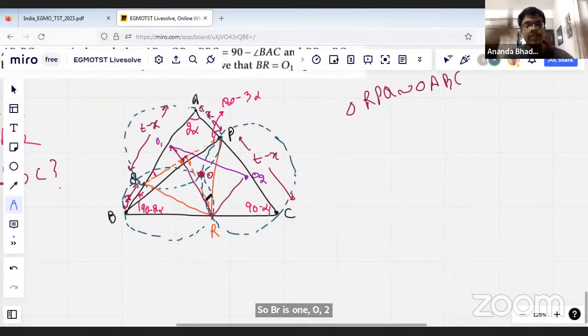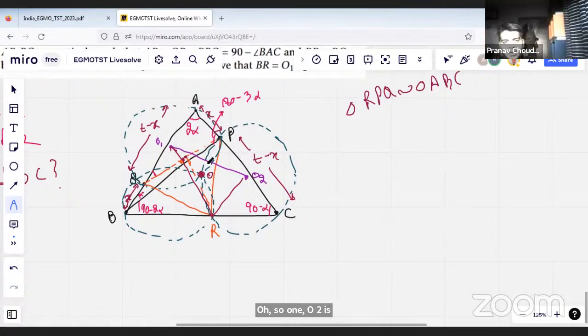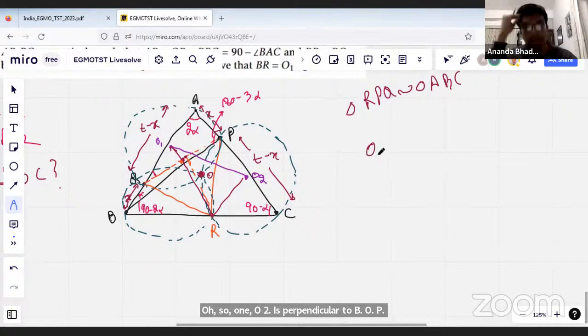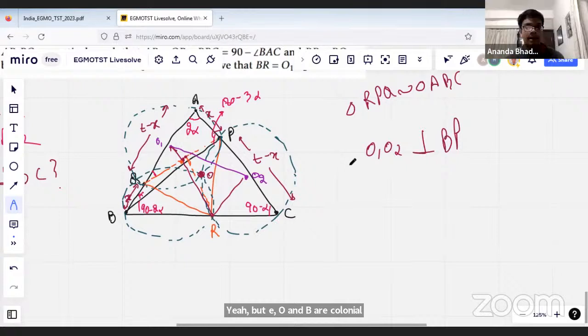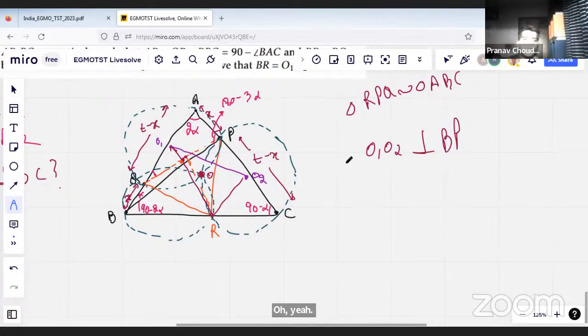So O1O2 is perpendicular to BOP, to PO, right? But PO and B are collinear. And it's specifically the perpendicular bisector of OP.